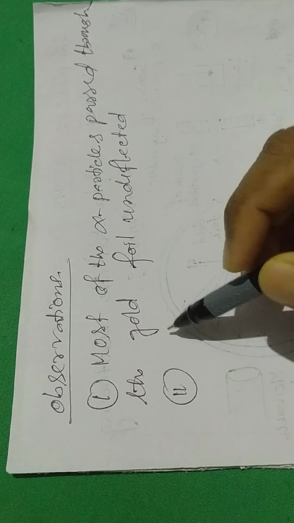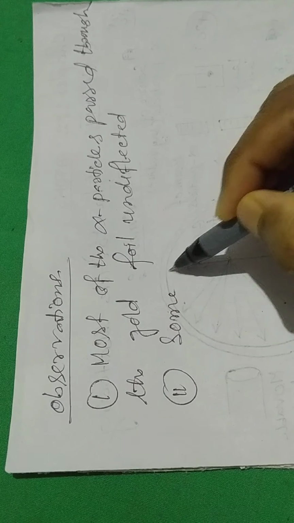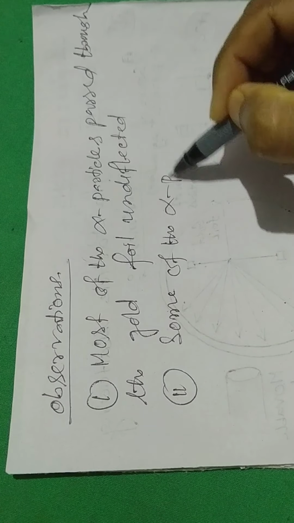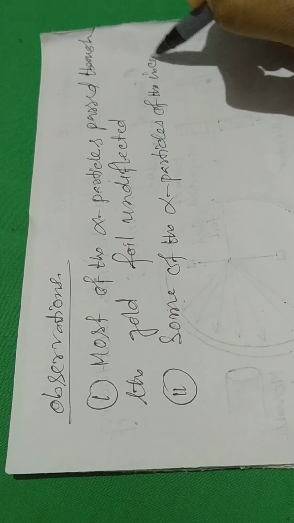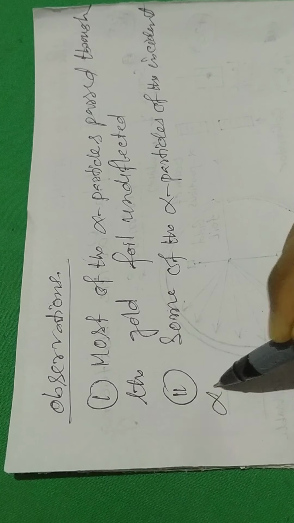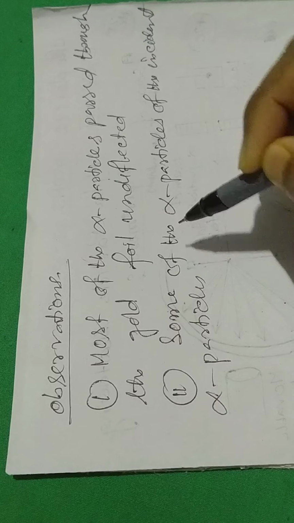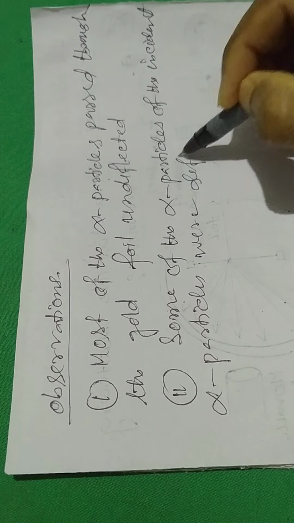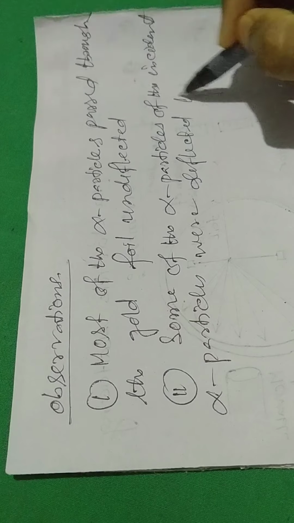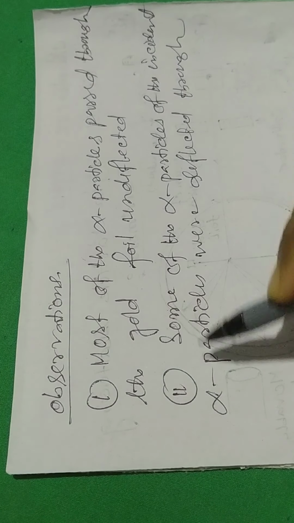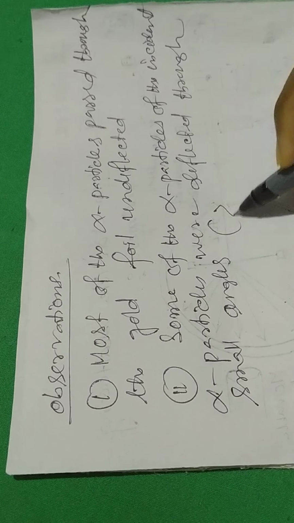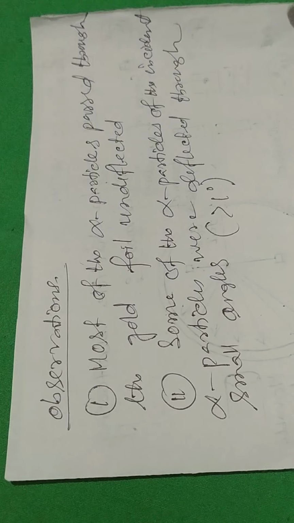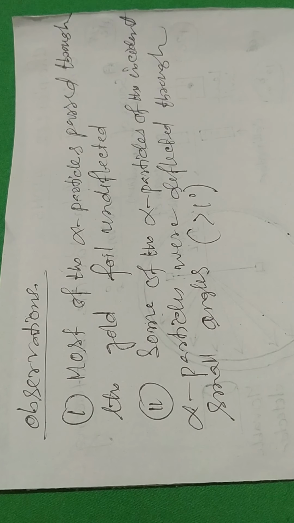Number 2: some of the incident alpha particles were deflected through small angles, greater than 1 degree. Some of the incident alpha particles were deflected through small angles.